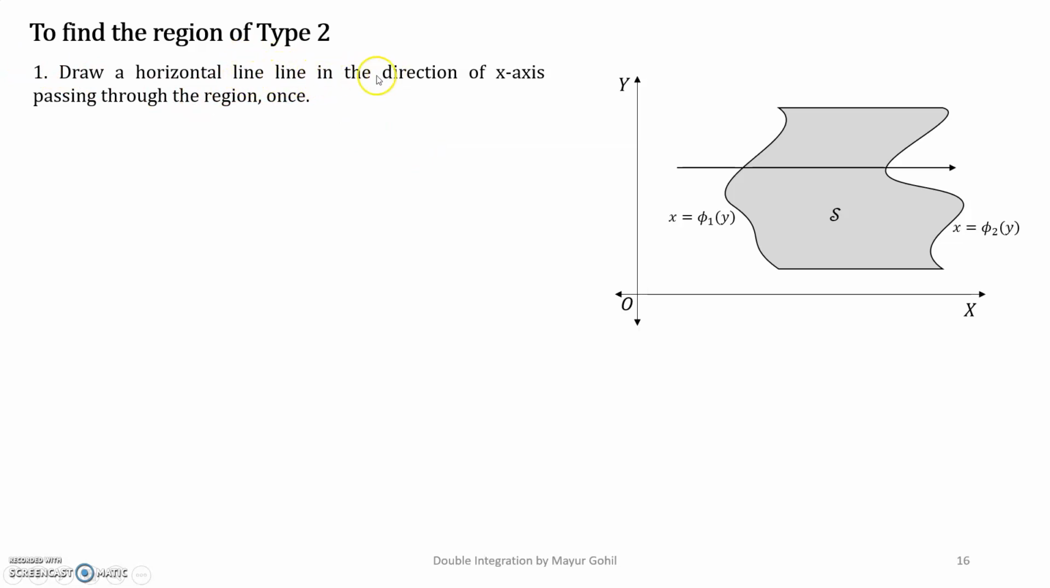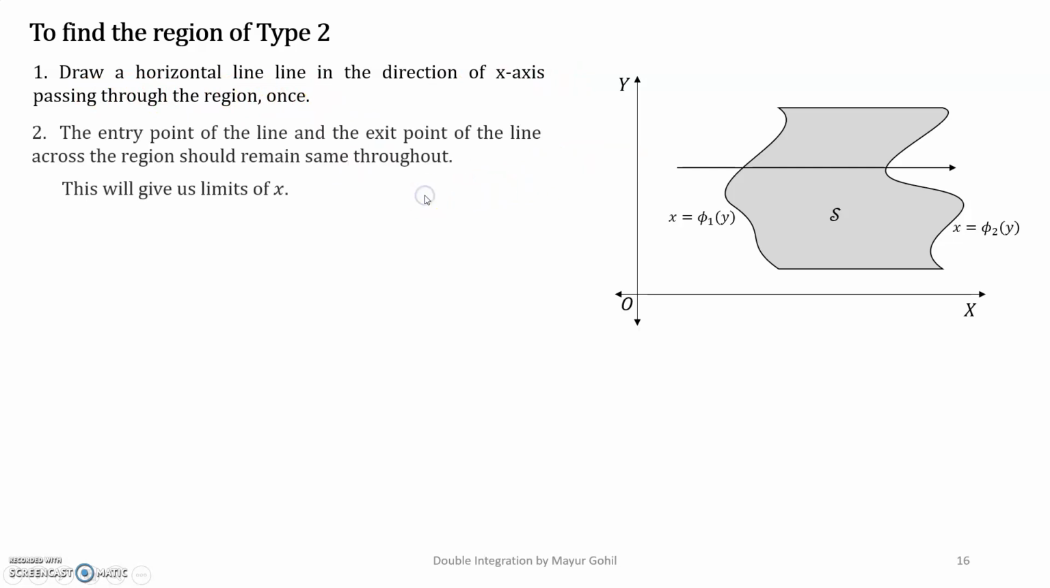Draw a horizontal line in the direction of the x-axis passing through the region once. Once you draw the horizontal line, the entry point of the line and the exit point of the line across the region should remain the same. Thus, we will get the limits for x. So the entry point is this red dot and the exit point is this blue dot.